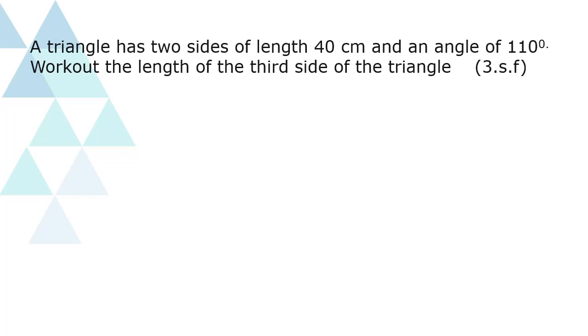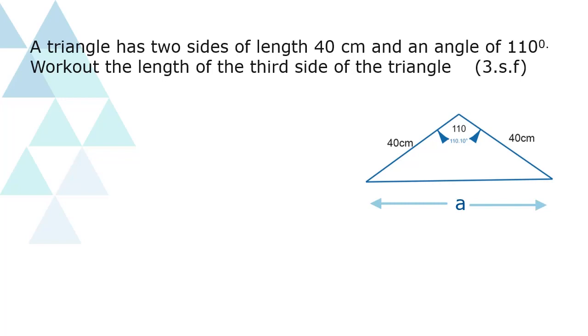The first thing is that we must draw the triangle. Since it has two equal sides and an angle of 110, then this angle, 110, must be between the two sides. Why? Because it's an isosceles triangle. Let me name the missing side A. Let us look at the triangle. We have the angle that is opposite to the missing side, and we have the other two sides. This means that we can apply the cosine rule.